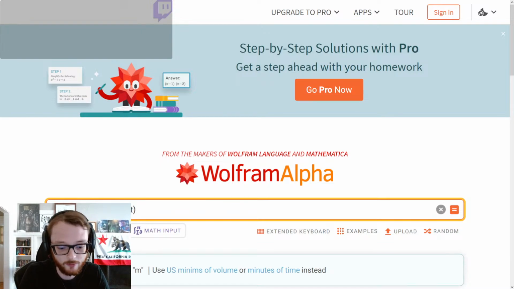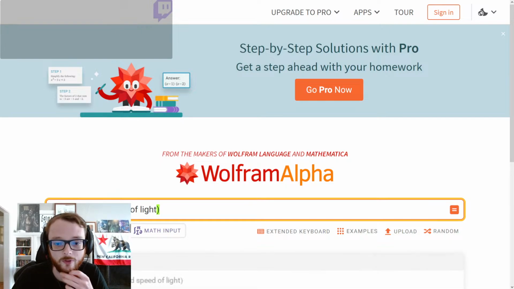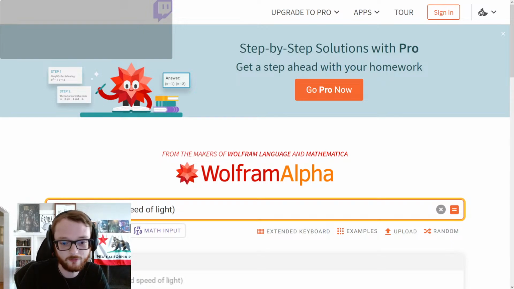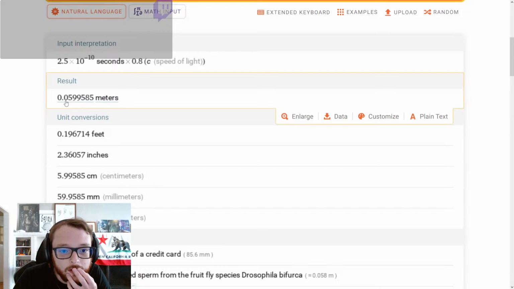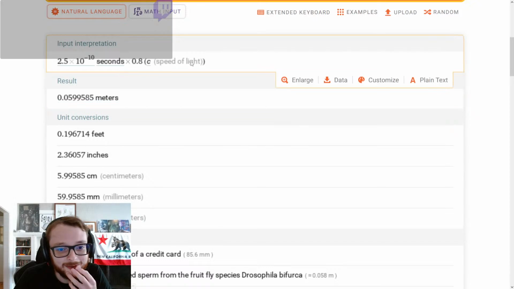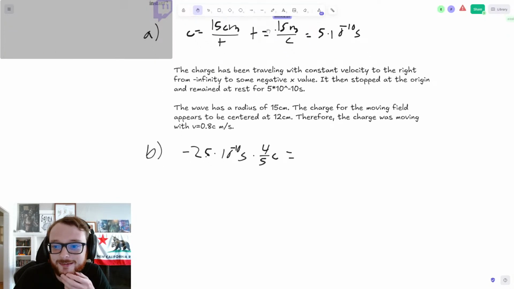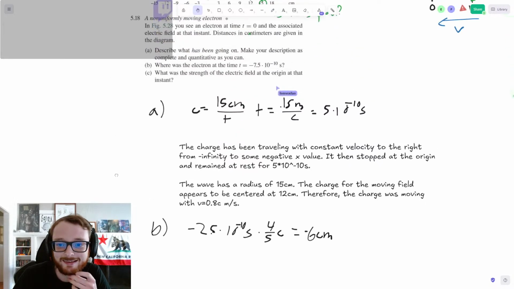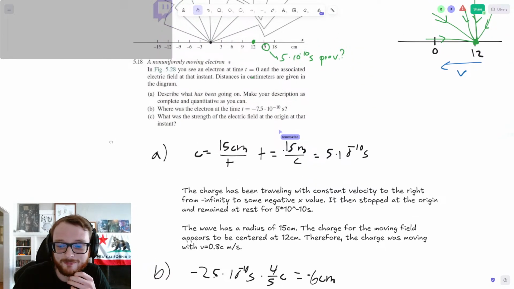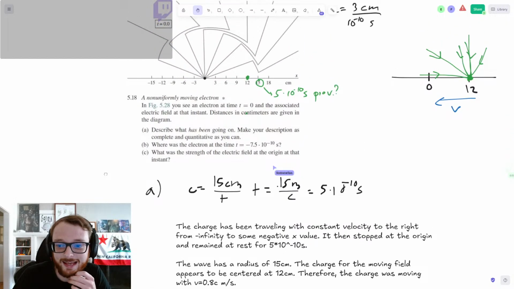0.5 times 10 to the minus 10 seconds times the speed of light. Oops, times 0.8 times the speed of light. Is that 6 centimeters? 0.059? Yeah, because you moved the decimal to the right twice. 2 times 3 is 6. Yeah, that works. So it's at -6, or it was at -6 at that time, yeah.